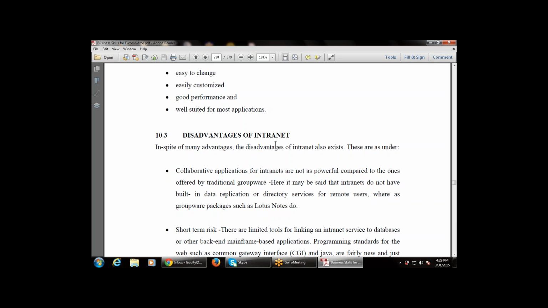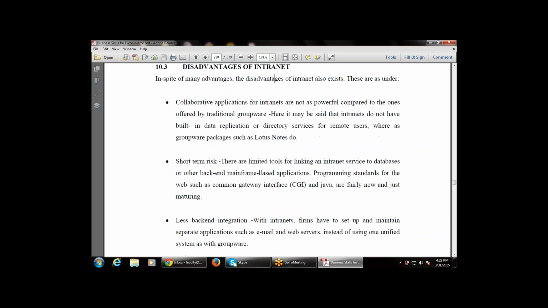Then next is short-term risk. There are short-term risks in the case of intranet also, because there are so many tools that are limited, because it is limited to only the organization. So there are limited tools for linking an internet based service to databases or other backend mainframe based applications. Programming standards for the web such as CGI and Java are fairly new and just maturing.